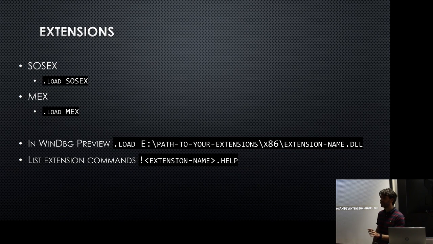So in the classic version of WinDbg, you go wherever it's installed, and there's a WinX folder, and you just paste the DLL in there, and then you can load it. Of course, the WinDbg preview is a store application, so you can't write to the app because it's protected. So you have to load it yourself. You have to say, hey, load this extension.